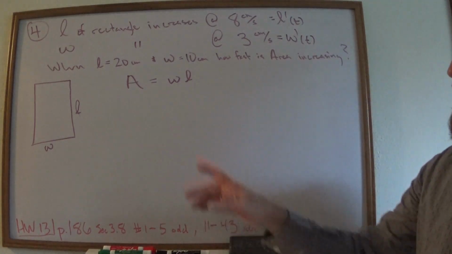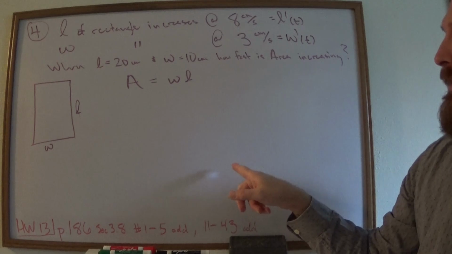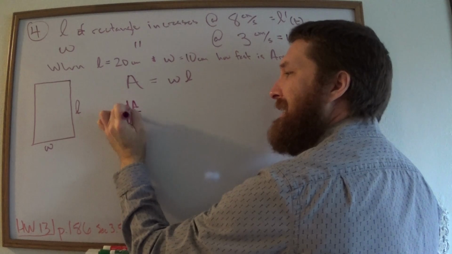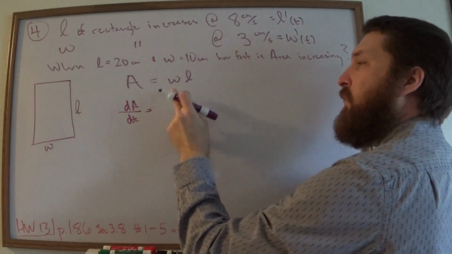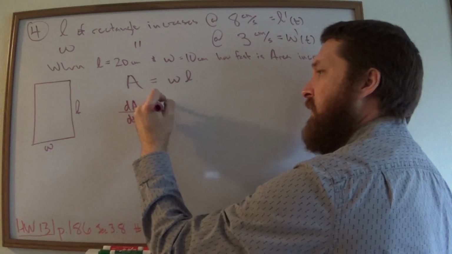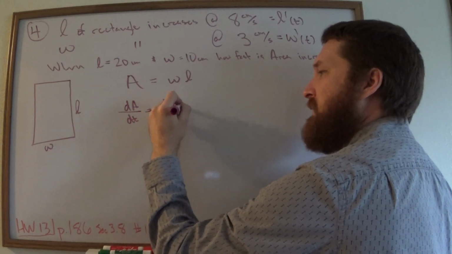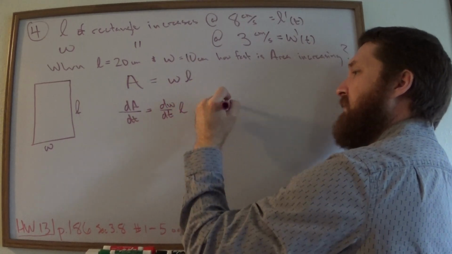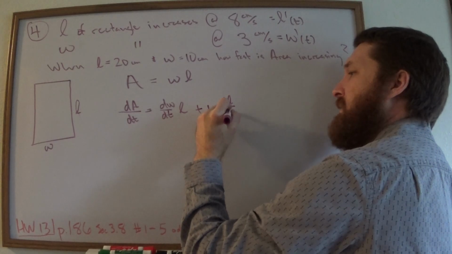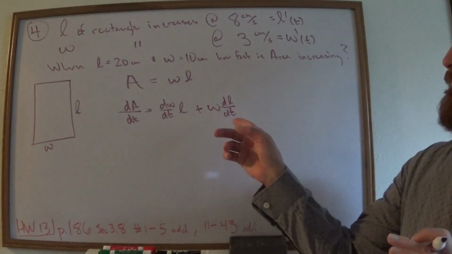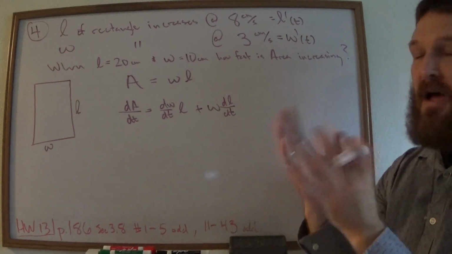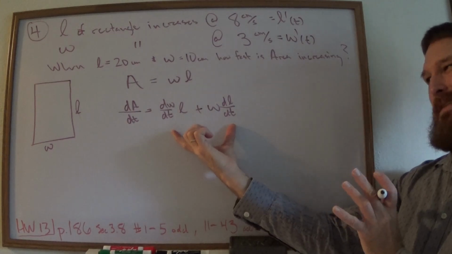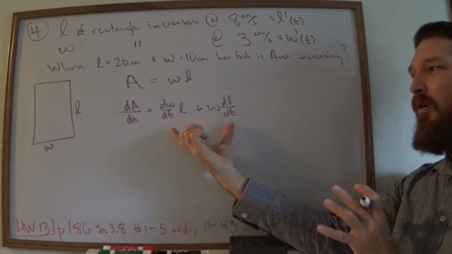Another thing I'm going to suggest is we've been using prime every time. It's good to also use this. We want dA/dt. So we take the derivative of the first thing, leave the second thing alone, dW/dt times L, plus leave the first thing alone, take the derivative of the second thing, dL/dt. It's good to be able to switch back and forth between the prime notation and the d notation.